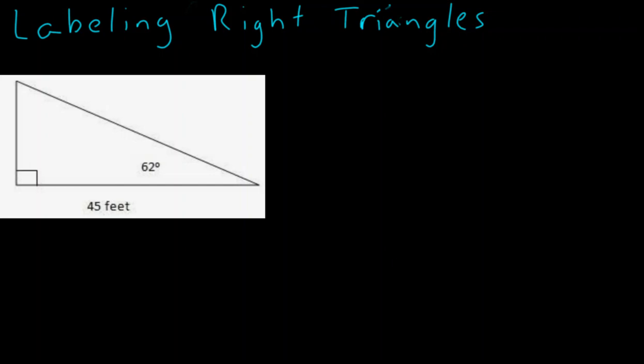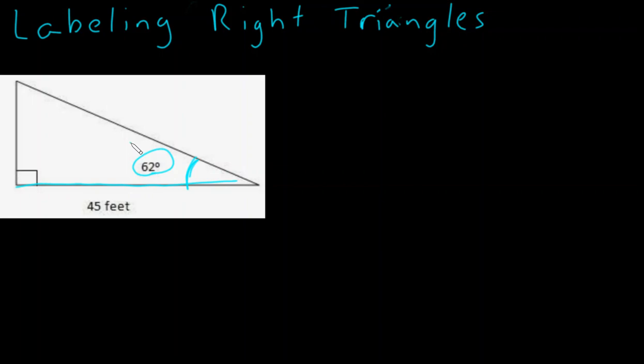Alright, and welcome to labeling right triangles. Now, why in the world would we have to label right triangles? Well, we're about to start learning something called trigonometry. And we use trigonometry when we are given an angle. Here we're given this angle is 62 degrees and one side. Okay, so we see here we're given one side.